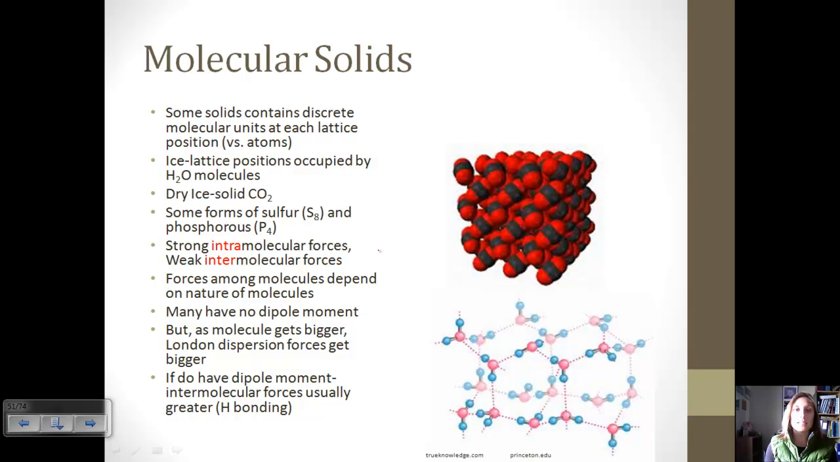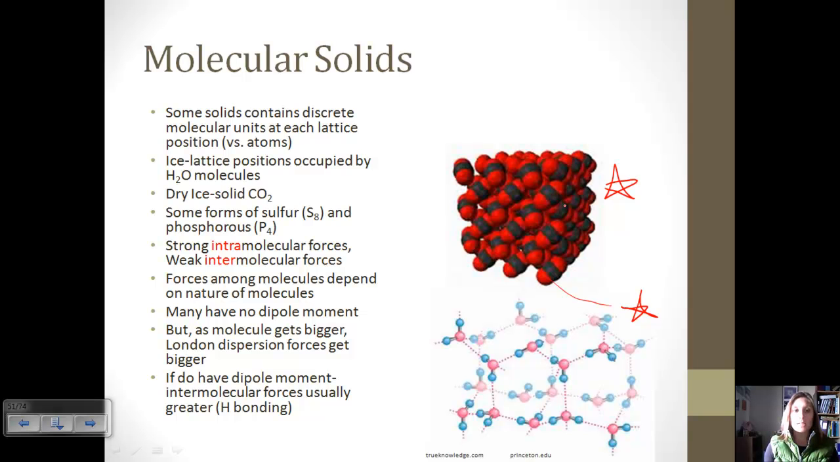And so ice is an example of a molecular solid because we have H2O molecules at each of those lattice points. An example of that is down here. Ice forms this very crystalline structure. Dry ice would have solid CO2 at each of the lattice points, and so here is an example of that type of molecular solid. Some other forms would be sulfur. Sulfur exists as S8, so again that's a molecule, and phosphorus, which exists as P4.